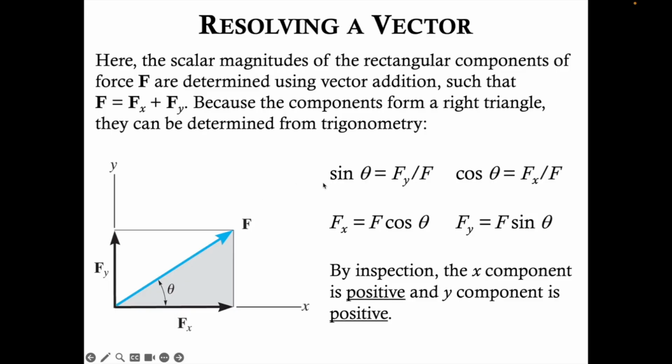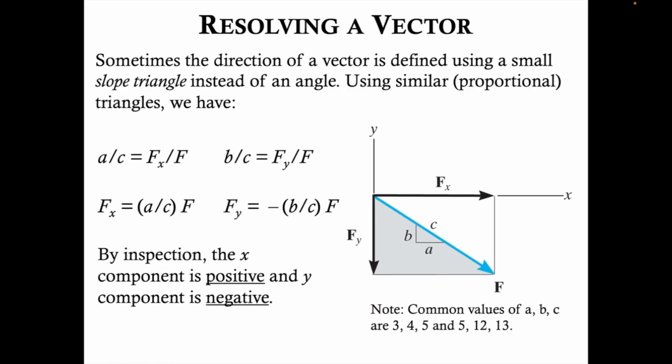So rearranging, we see that F sub x equals F cosine theta and F sub y equals F sine theta. So if we know the magnitude F and we know theta, we can quickly solve for Fx and Fy. In this two-dimensional space, we have the positive x direction defined as to the right and the positive y direction defined as upward, which is why we label x here and y there. So by inspection, the x component of this vector is positive and the y component of this vector is also positive.